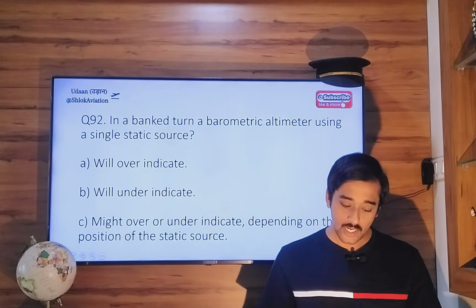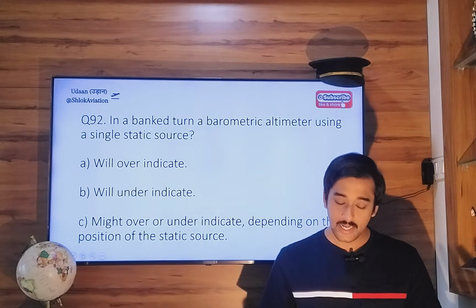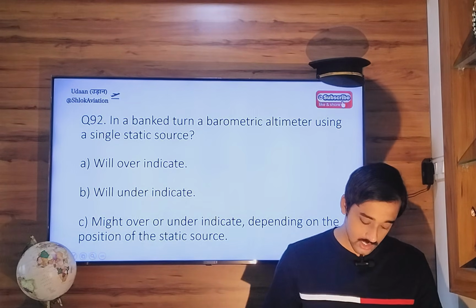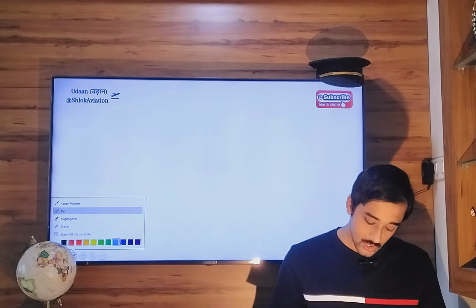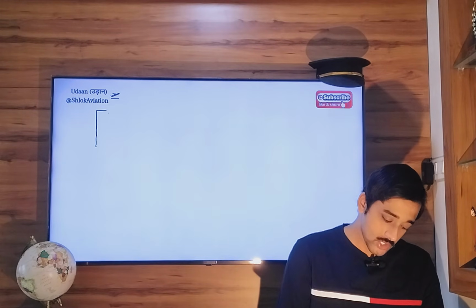Next question: a barometric altimeter using a single static source will over indicate, under indicate, might over or under indicate depending on the position of the static source. So let's say this is your aircraft.